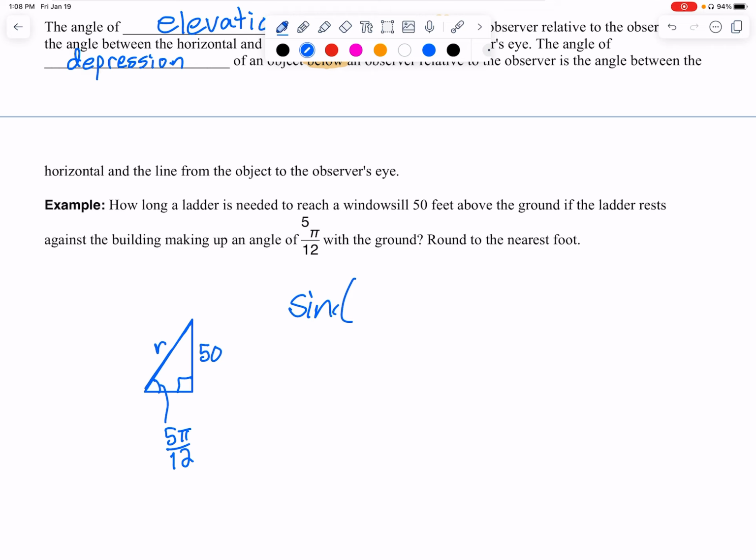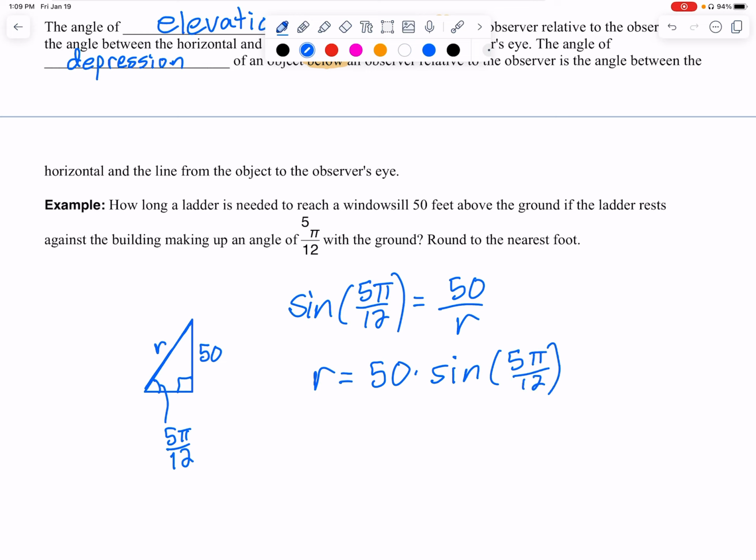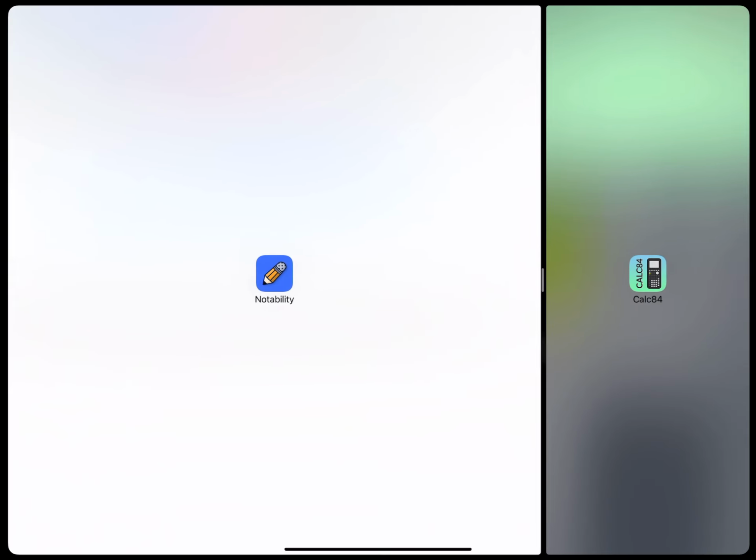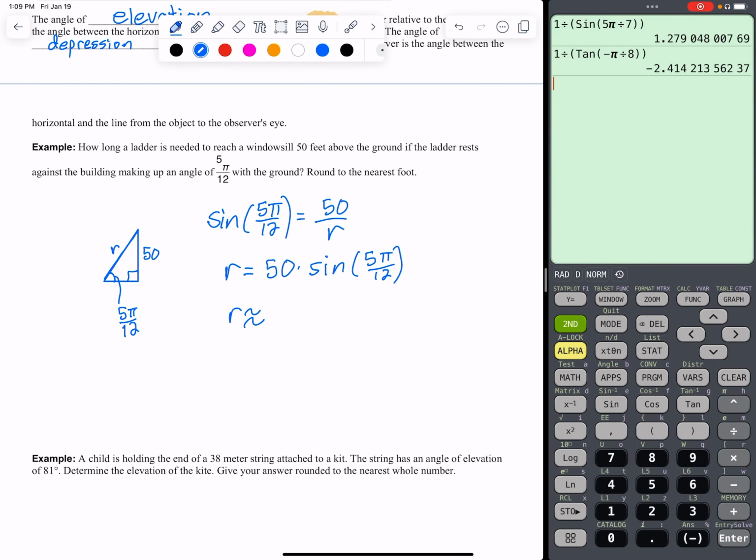So sine of 5 pi over 12, and you notice that's not in our unit circle, is 50 over R. So I can find R by timesing each side by 50. And then this is just going to be a calculator problem. So you'll type that in. Let me see if I can pull my calculator up without disturbing my video too much. Cool. Do that.